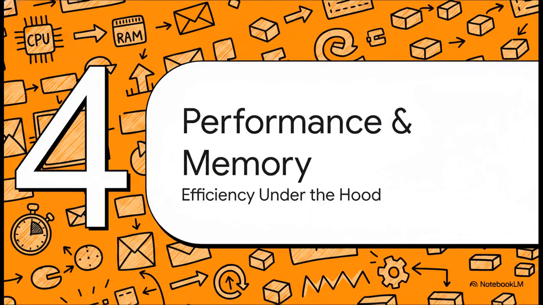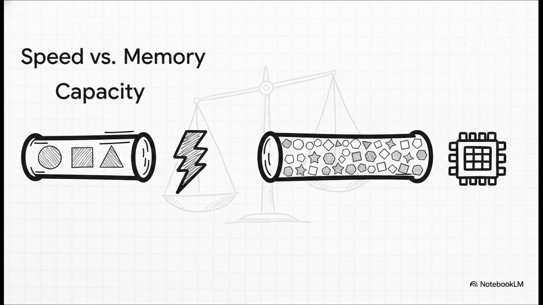Moving to Section 4, performance and memory usage. Efficiency under the hood. Now, it's not enough to just know how a queue works. You really need to understand why we use it, efficiency-wise. And queues, they are incredibly fast. In a solid implementation, enqueue, dequeue, front, and empty are usually O(1). Basically, they happen in constant time, pretty much instantly, because you don't have to reorganize the whole data structure every time you do something.